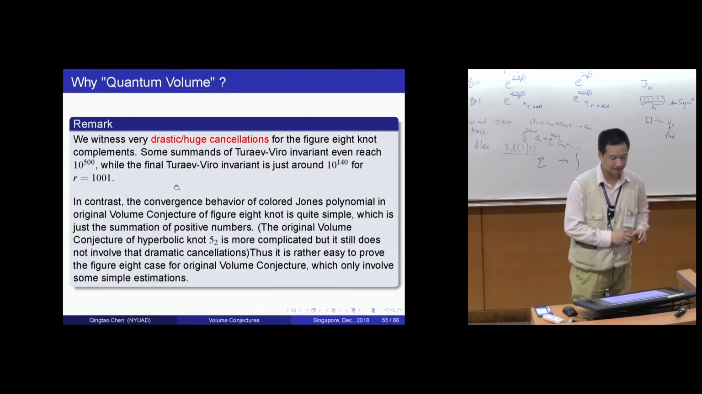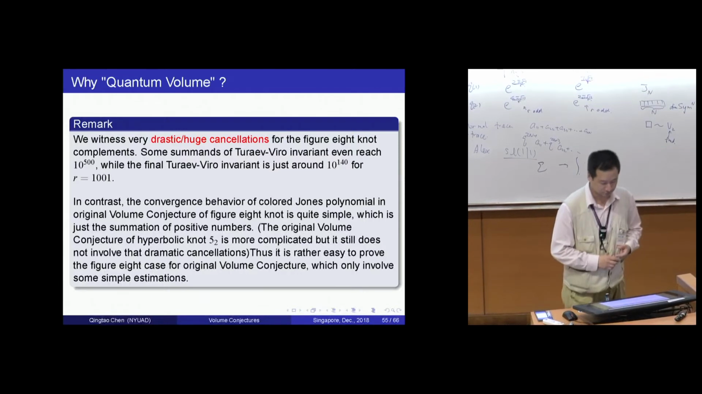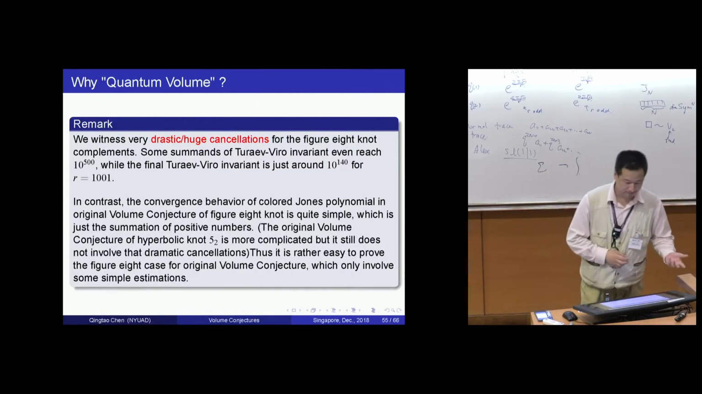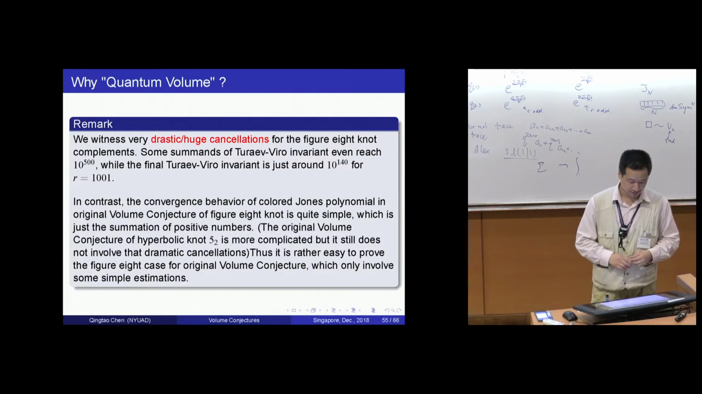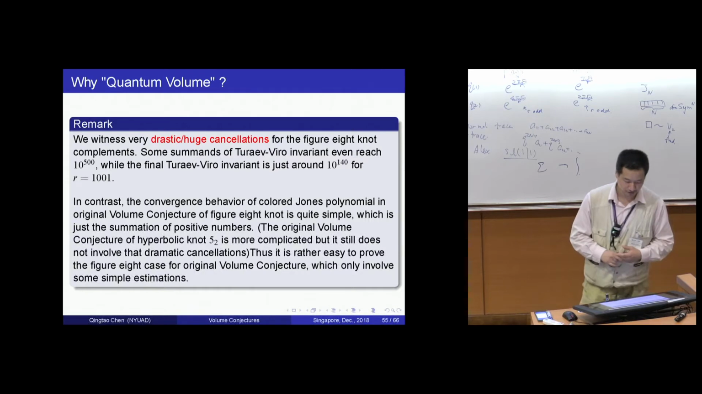So we witness very drastic and huge cancellation for the figure-eight knot complements. Some amounts of trivial invariance even reach like 10 to the 500, while the final invariance is just around 10 to 140.